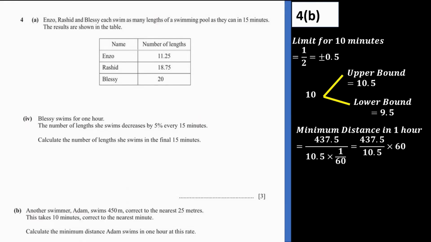All right. And so why are we multiplying by 1 over 60? Because we are converting that minute to hour. If you are converting minute to hour, you just multiply by 1 over 60, or merely divide that time by 60. So this is going to give us 437.5 over 10.5 all times 60. And that gives us in 1 hour 2,500 meters. Okay, so that is the minimum distance that Adam swims in 1 hour.